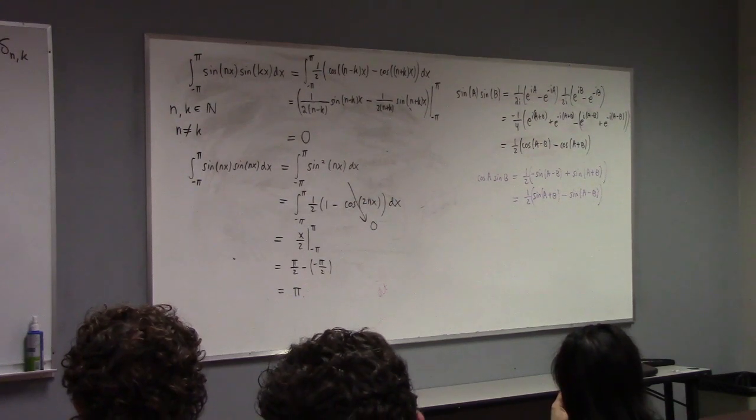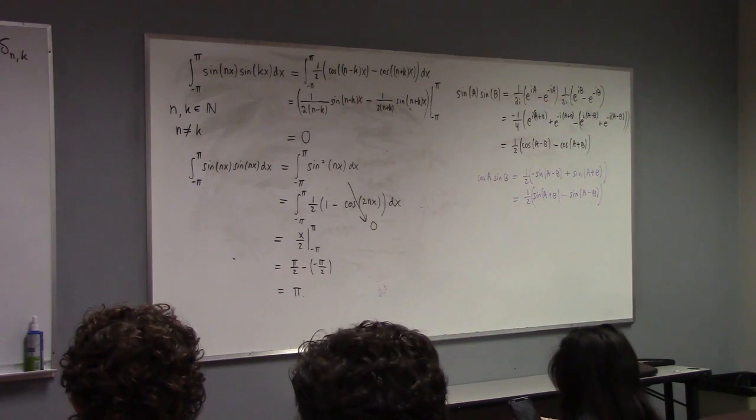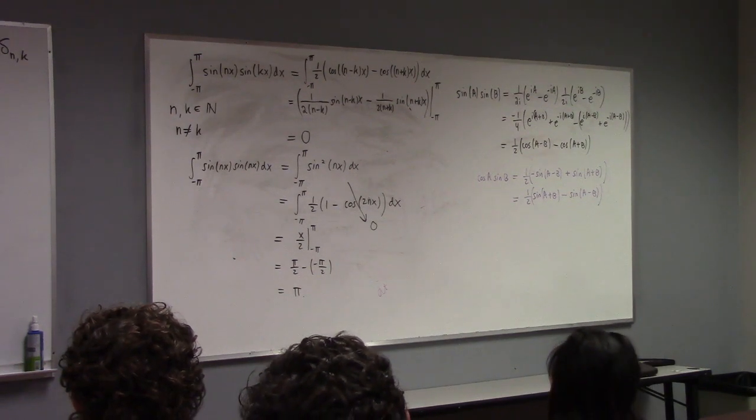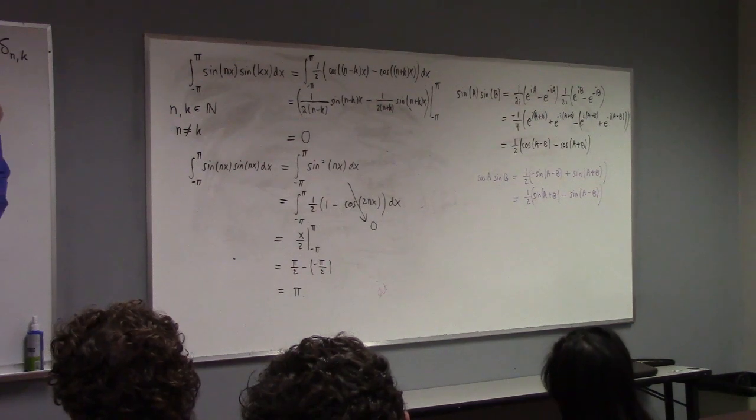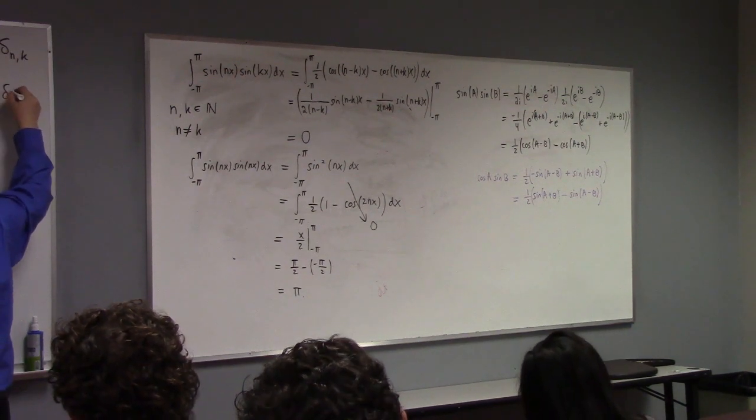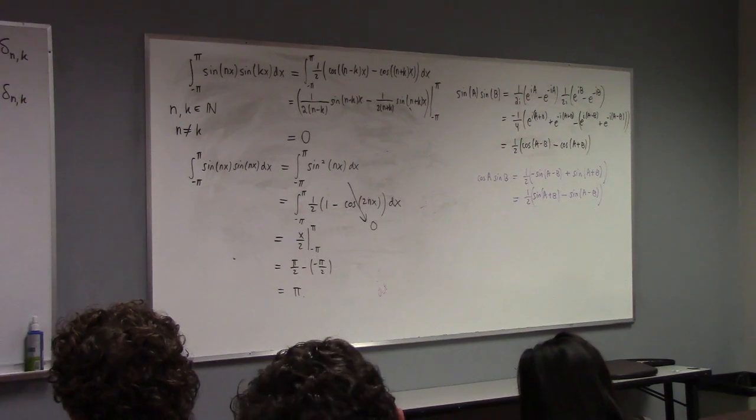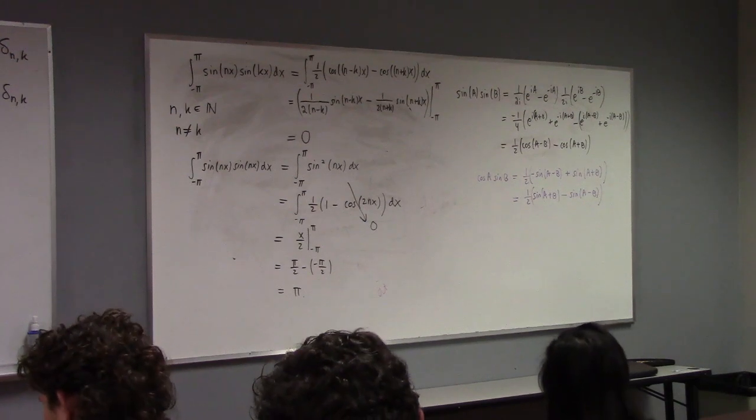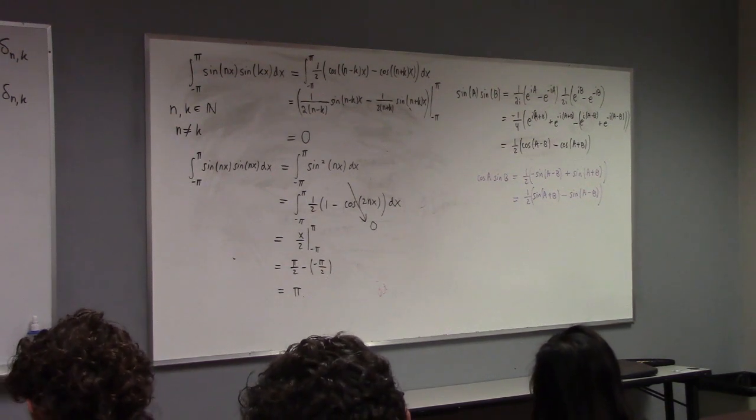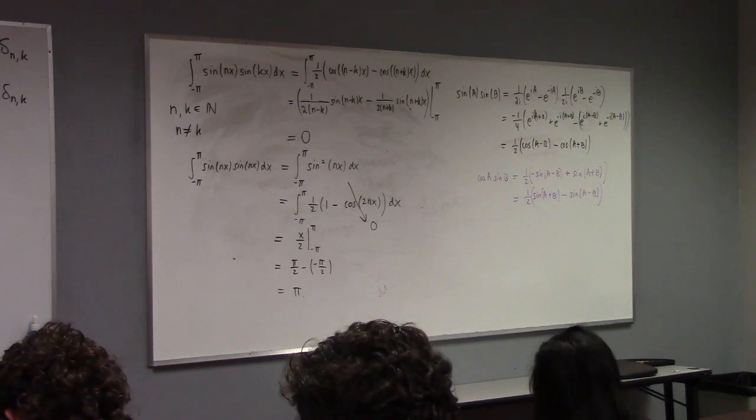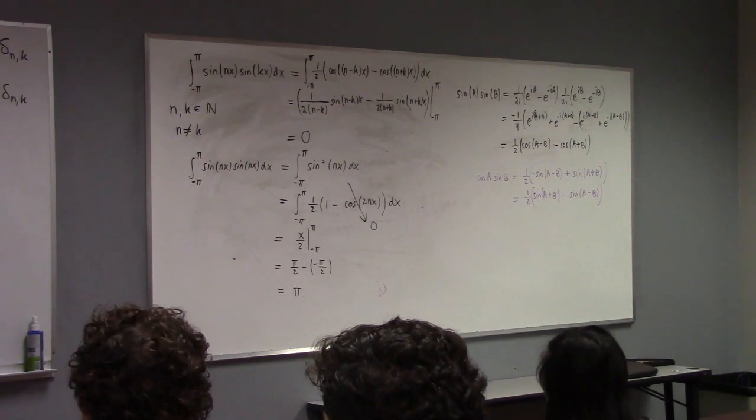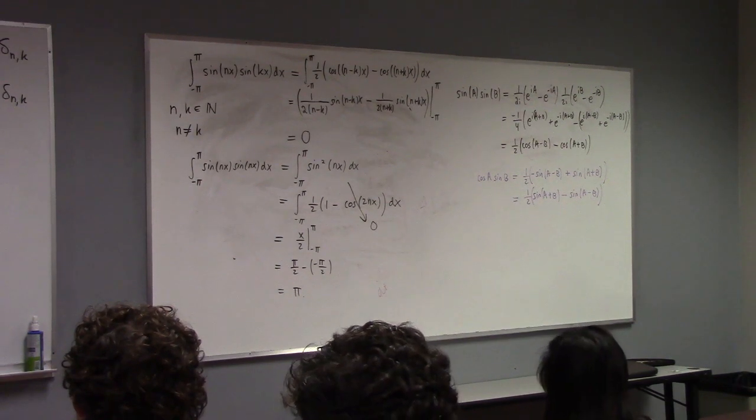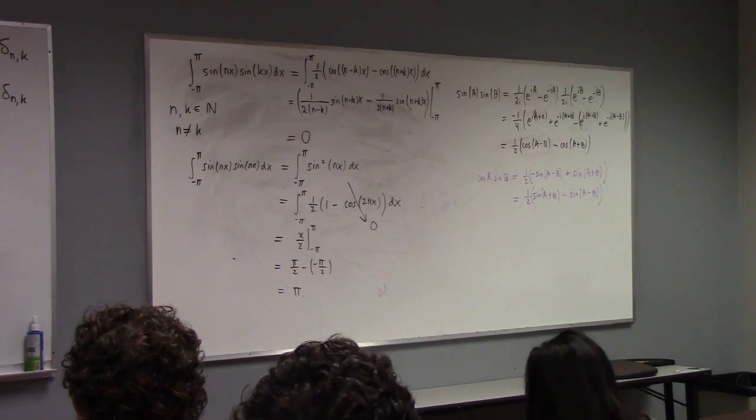Likewise, the integral from minus pi to pi of cosine of nx times cosine of kx dx is also equal to pi times the Kronecker delta n comma k. I have to be careful here. These are both for n comma k greater than or equal to 1.